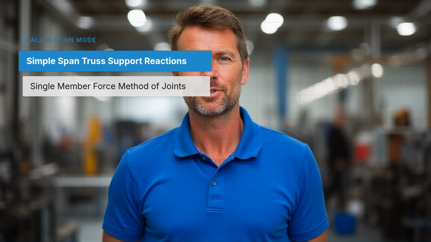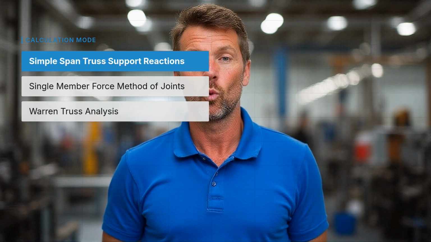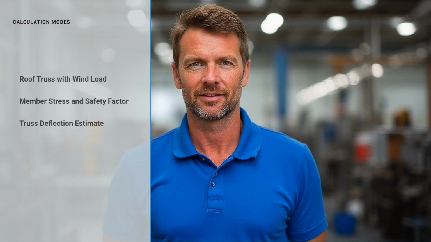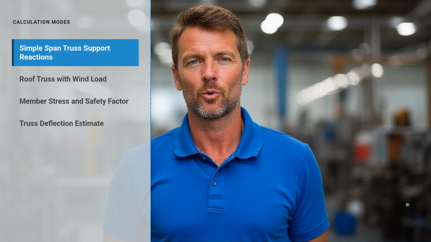Options include simple span, truss support reactions, single-member force method of joints, Warren truss analysis, roof truss with wind load, member stress and safety factor, and truss deflection estimate. For this demo, I'm using simple span truss support reactions.